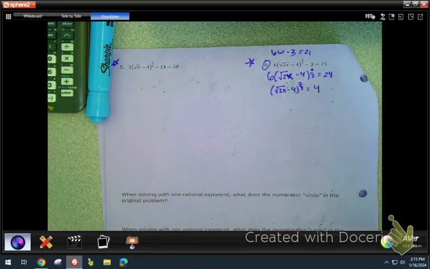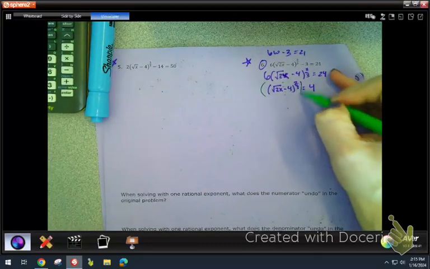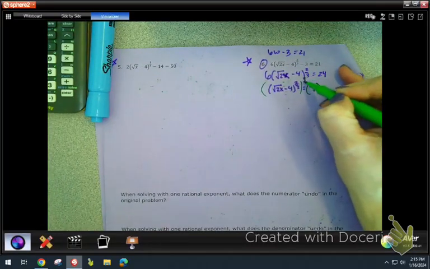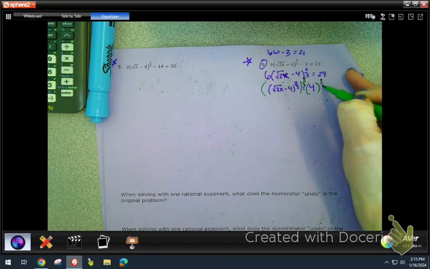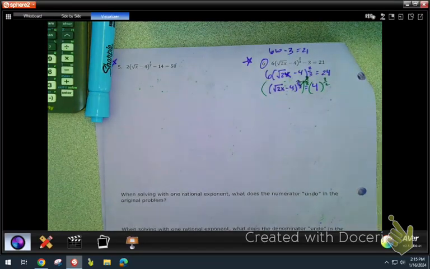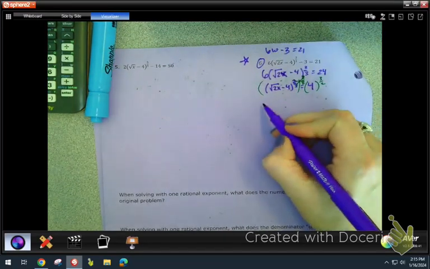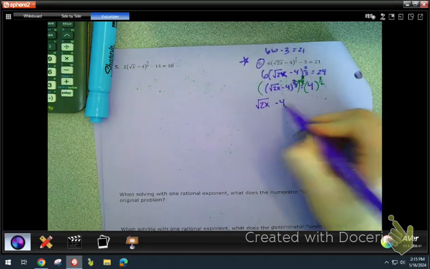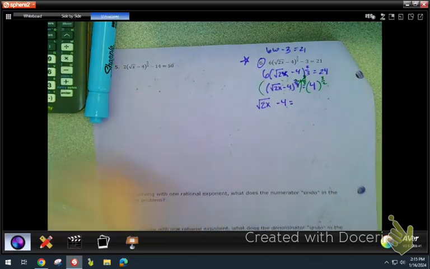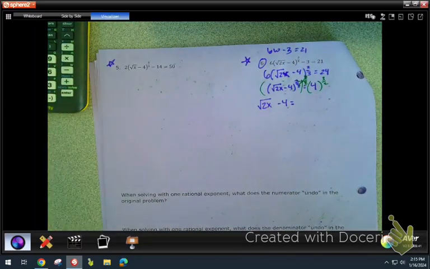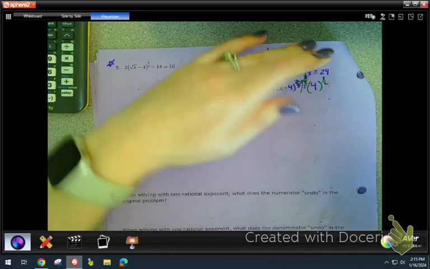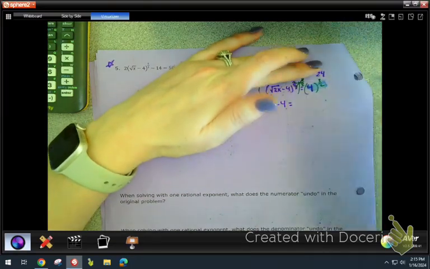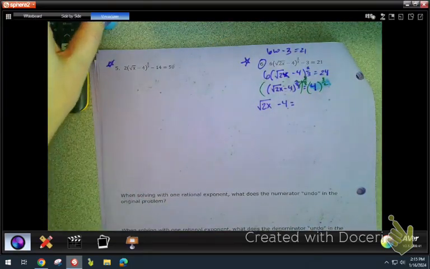All right, now we raise both sides to what? 3 over 2. Okay, so this is going to give us the square root of 2x minus 4 is equal to, and I'm going to go to the side. I'm going to do my side work over here. All right, so I'm evaluating. I'm figuring out what 4 to the 3 over 2 power is.